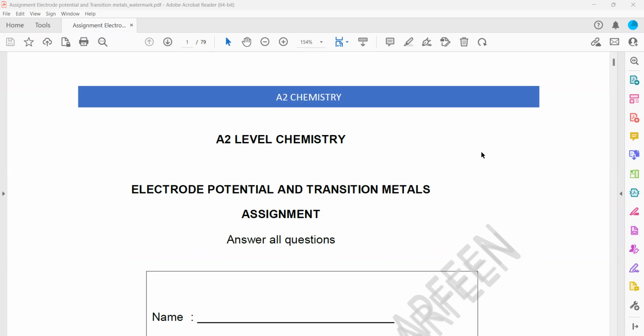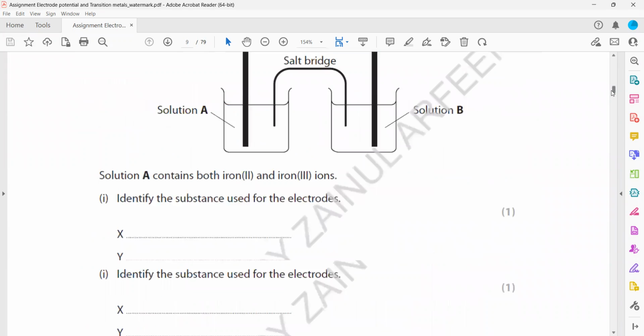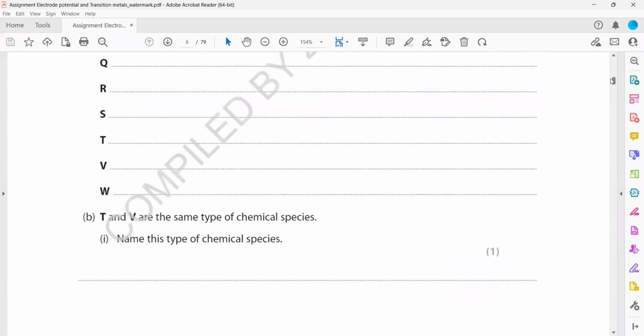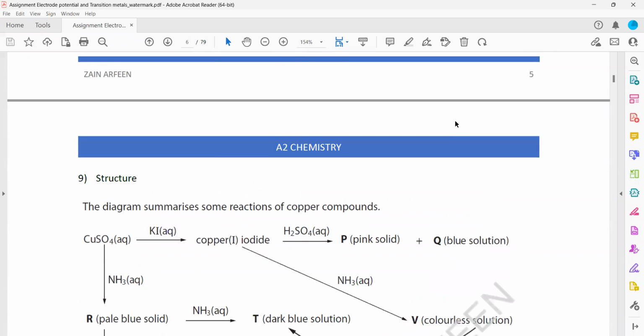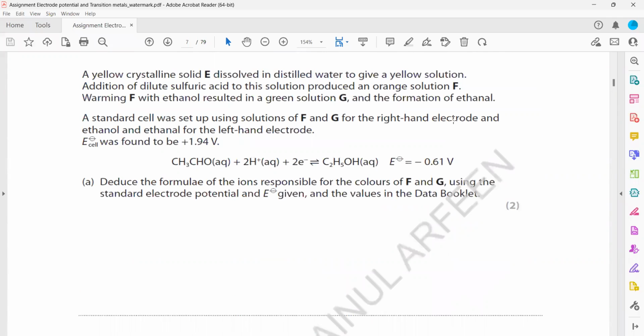Exercise, the assignment related to the electrode potential and transition metal, as the two topics are related to each other. And I did the first 9 questions from this. So starting with question 10.